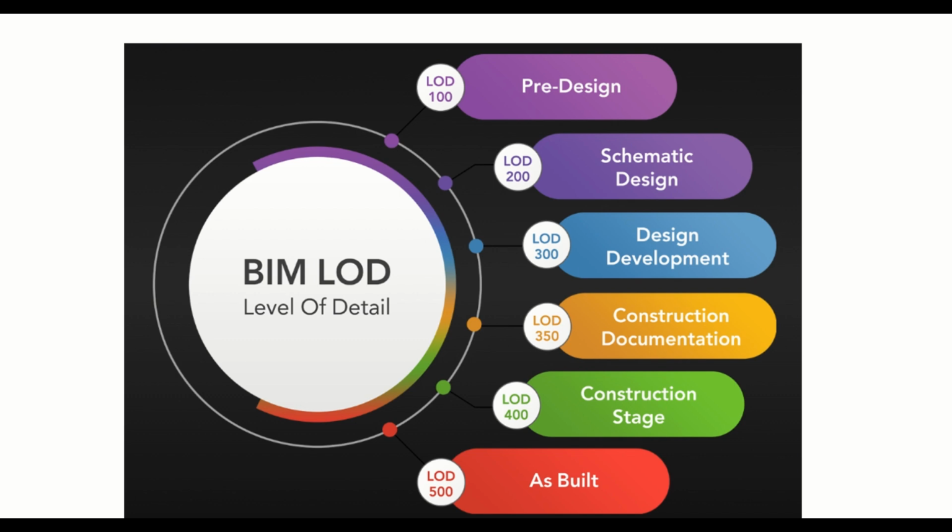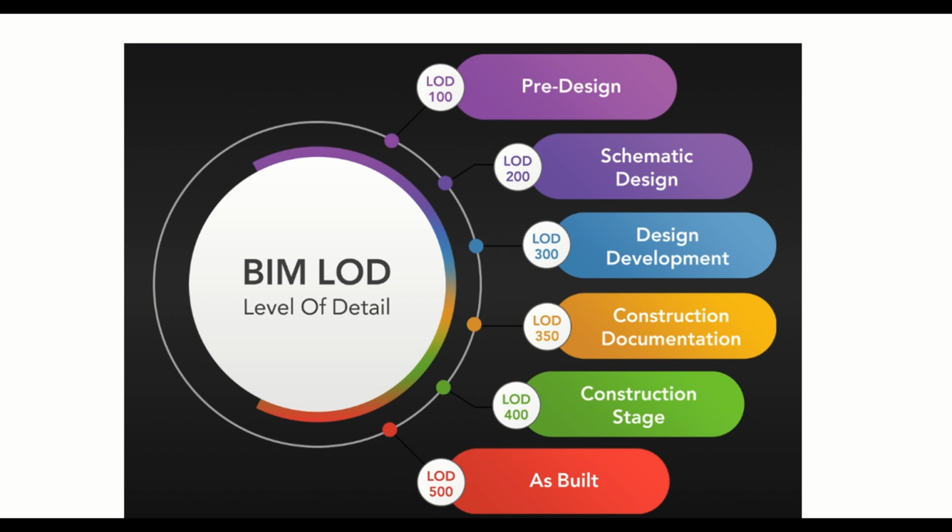Right here, there is no non-geometrical information. For example, they have just drawn something like 100 by 200, but what that 100 by 200 thing is, they do not define at that particular moment, because that's just a conceptual design. The shape is also not accurate, it's not even approximate, it's just a rough idea at the conceptual design stage. Now when it comes to LOD 200, it's the schematic design stage.